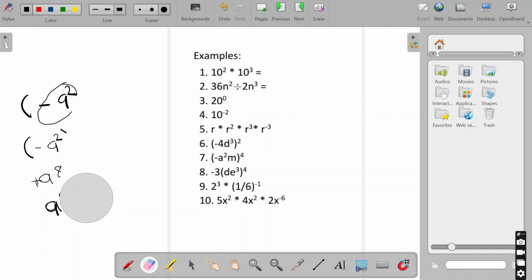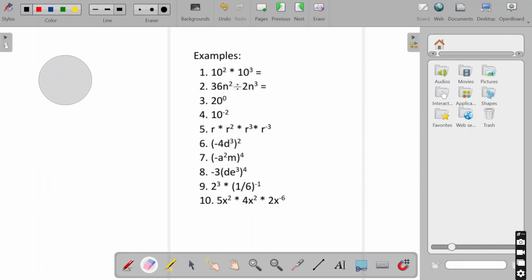Don't forget, when you have numbers in brackets, identify each as a constituent. You need to bring each member of that bracket out and raise each member to that power. Just know it like that. Number 8. We have minus 3, and we have d e raised to power 3, and raised to power 4. Now to solve this one, minus 3 is not contained in the bracket.